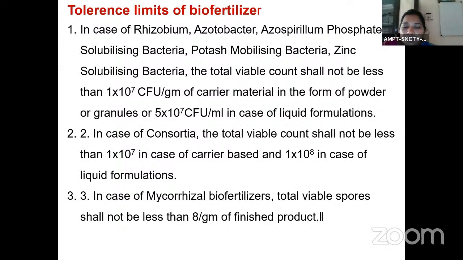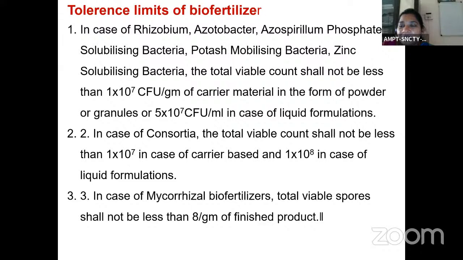In the case of consortium, the total viable count shall not be less than 1 into 10 to the power of 7 cells in the case of carrier based, and 1 into 10 to the power of 8 in the case of liquid formulations. In mycorrhizal biofertilizers, total viable spores shall not be less than 8 propagules per gram of finished product. These are the tolerance limits for biofertilizers.